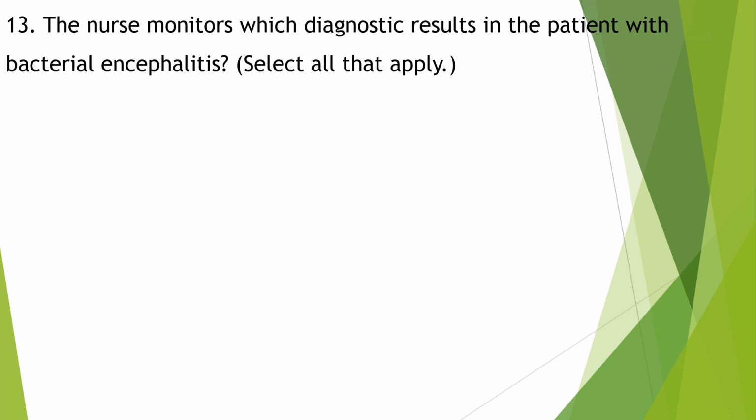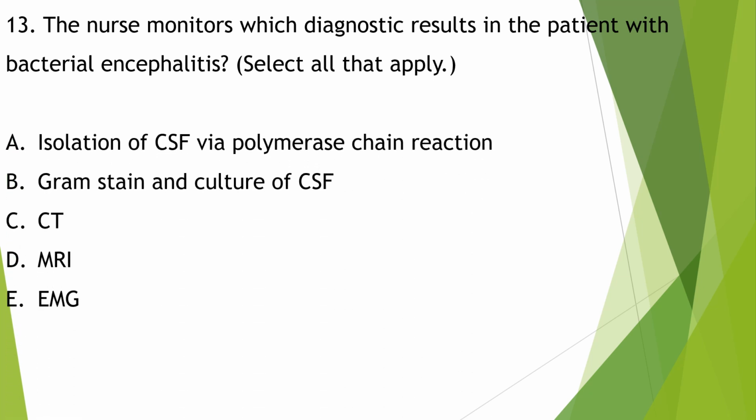The nurse monitors which diagnostic result in the patient with bacterial encephalitis? Select all that apply. Isolation of CSF by polymerase chain reaction, gram stain and culture of the CSF, CT, MRI, electromyogram. Cultures of the CSF will be completed for identification of the invading organism, and antibiotics will be aimed at eliminating the pathogen. So gram staining and culture need to be done.